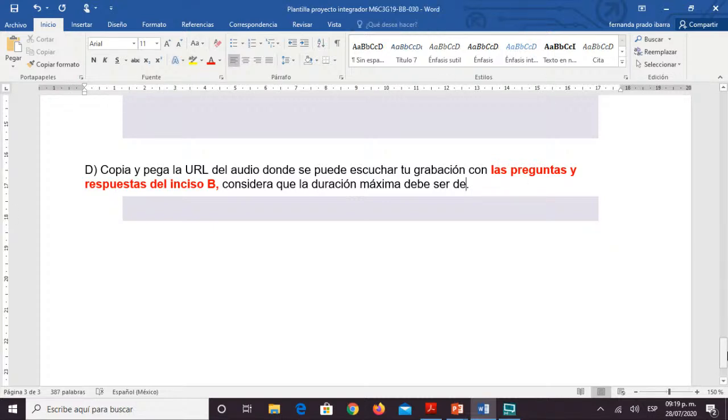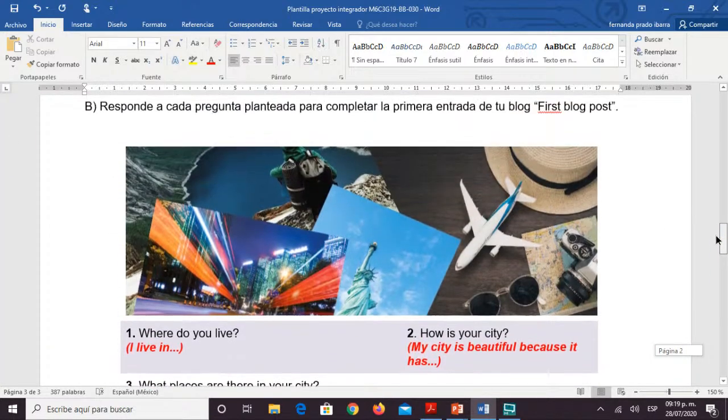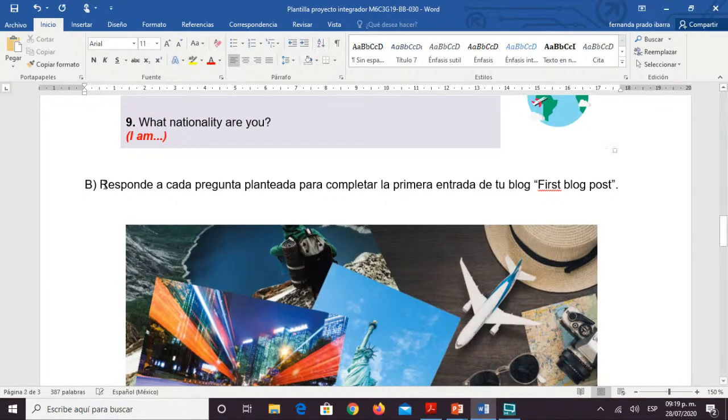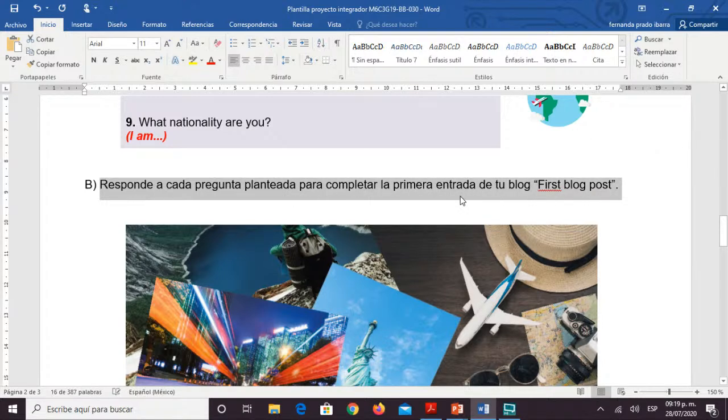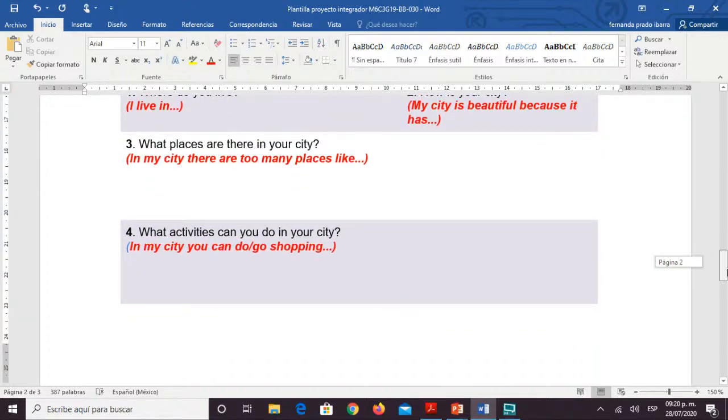You have to read the questions and the answers of section B, this part of our block, only section B, okay? So don't worry about it. You have to say it like this: Where do you live? I live in Guadalajara. How is your city? My city is beautiful. Why? Because it has a lot of parks, museums, etc.